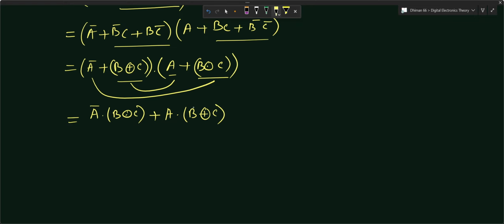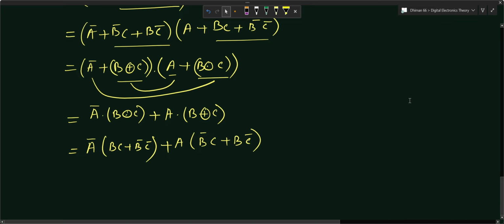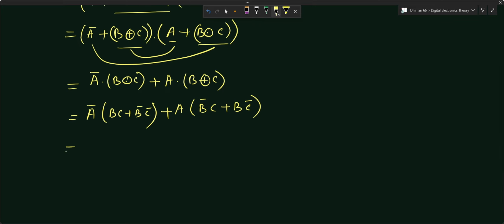So from here we can now break a bar b XNOR c means bc plus b bar c bar. Okay, plus a, now again break this b bar c plus b c bar. This is the XOR operation. Okay, now from here we can see, we can multiply this, like we can break this a bar b c plus a bar b bar c bar plus a b bar c plus a b c bar.